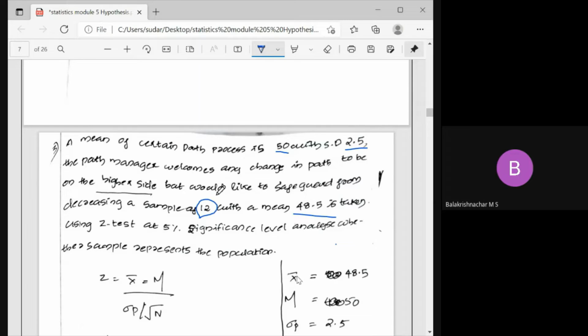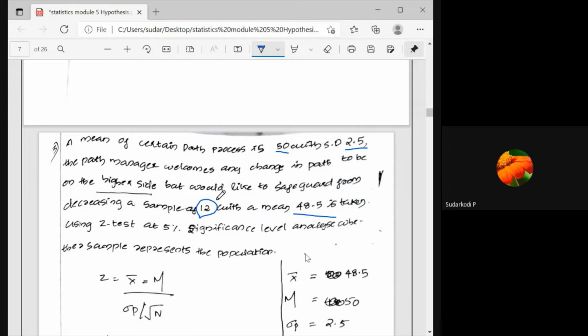Ma'am, if the sample size is less than 30, which test did you say? t-test. But if the question asks you to do a z-test, then you do it, because z-test can be done for both small samples and large samples. So you can apply a t-test here for the same question, and you can apply a z-test also.